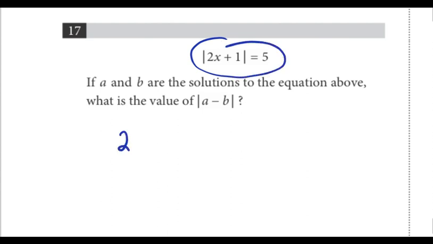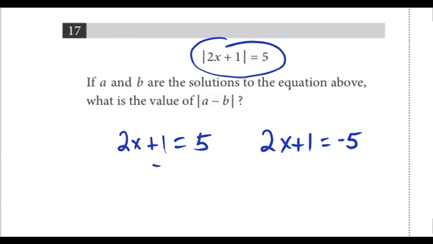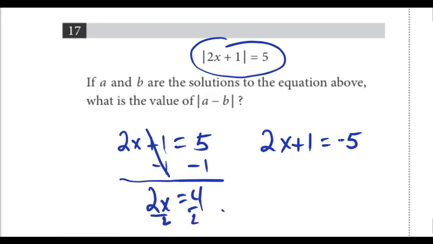We take away the absolute value signs as our first equation. And the second equation, we just make the right side, whatever it is, negative. Keep the left side the same and just make the right side negative. So it's easy since it's just a number or a constant. Now we're going to solve for each and we're going to get two answers. Subtracting 1 from both sides of the equation here, we get 2x equals 4. Dividing by 2, x equals 2 is our first answer.